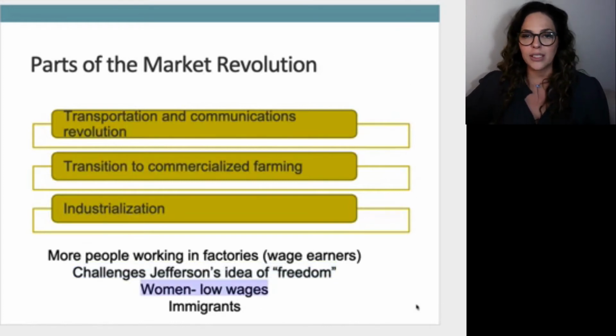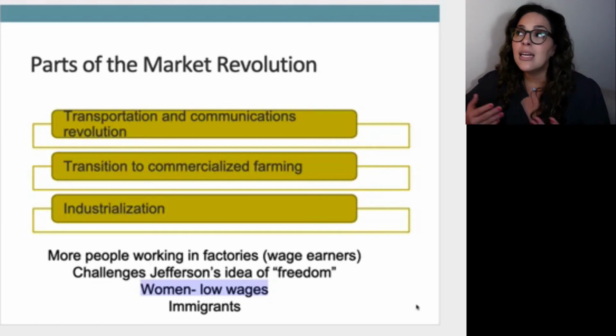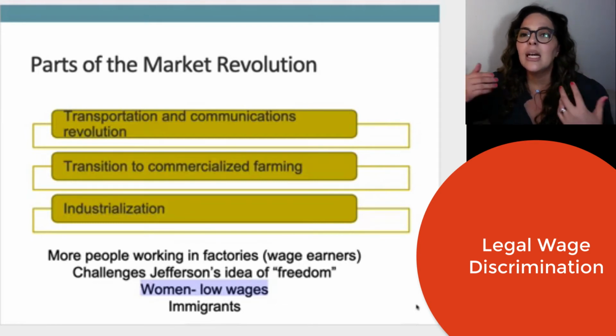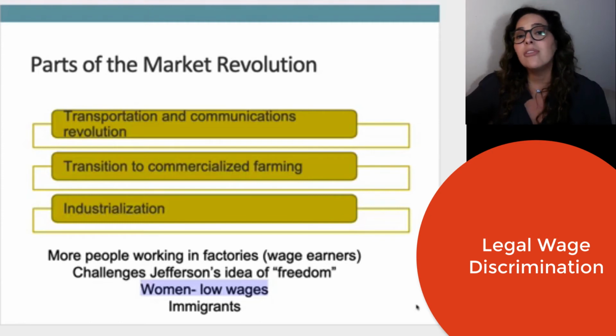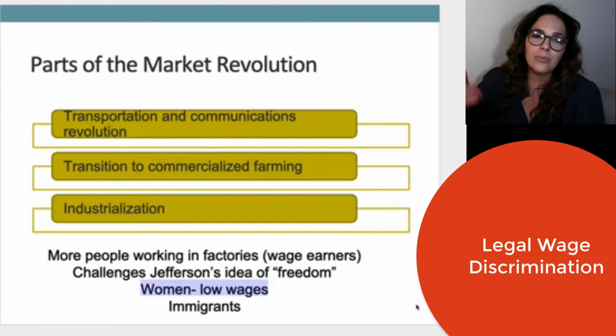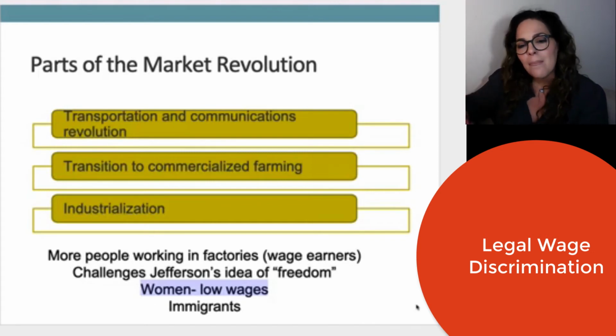The other change, of course, that is happening during this time is women are entering the workforce. And even though they're entering the workforce, they're getting paid significantly lower than their male counterparts. The reason for this is pretty much a legal reason. So women, legally, were supposed to be supplementing the man's income. They were never supposed to be the head of household or the main breadwinner. And because of that, that justified legally their wages being reduced drastically compared to what men were getting paid.